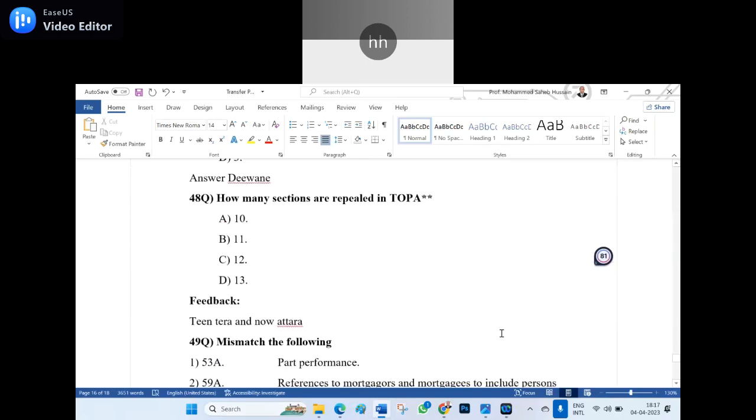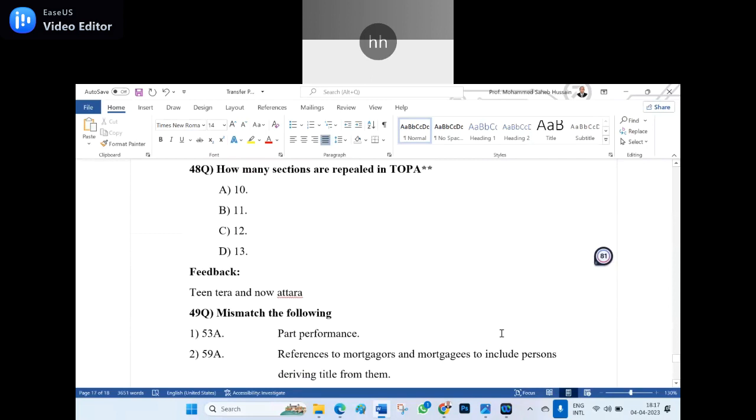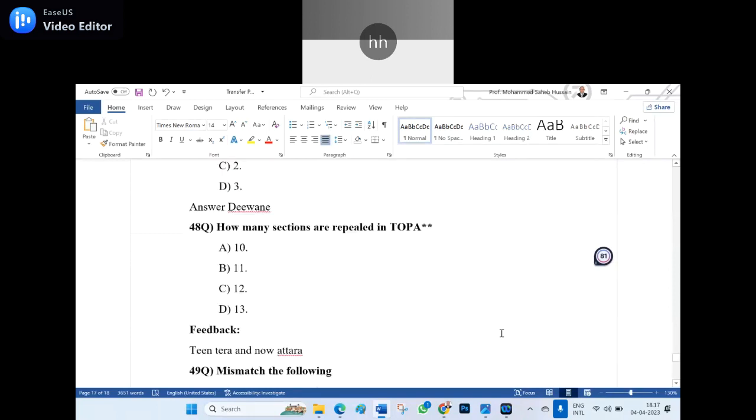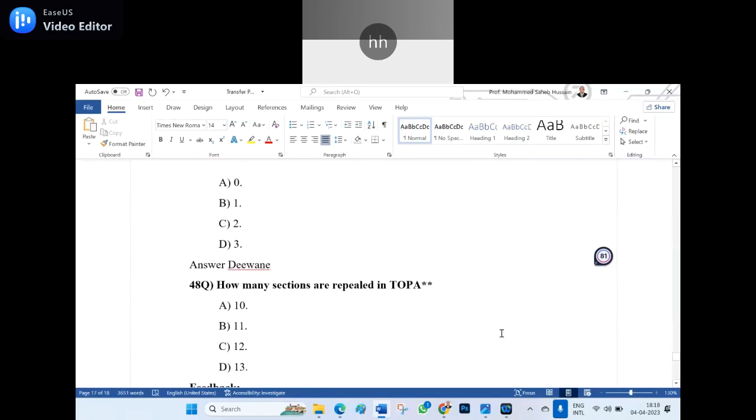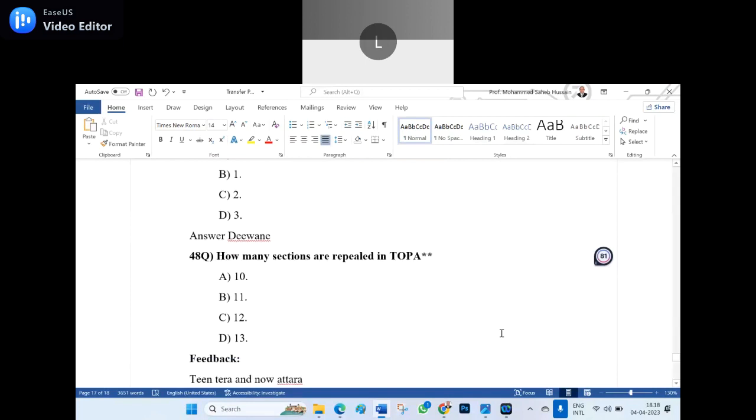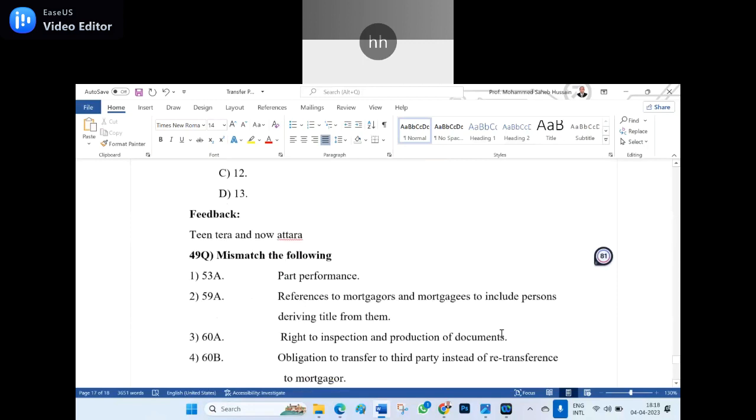So now, how many sections are repealed in the TOPA? A 10, B 11, C 12, D 13. B 11. The answer is 13. 13 is the right answer.